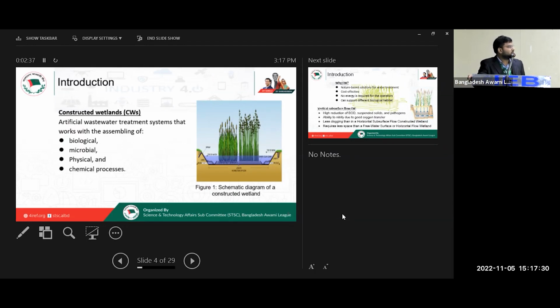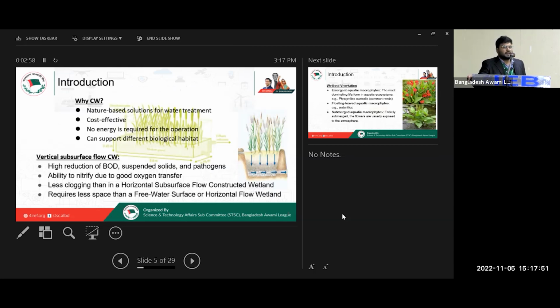It's an artificial wastewater treatment system that works with the assembling of biological, microbial, physical, and different chemical processes. And here you see a schematic diagram of a constructed wetland. I would like to tell you that I would like to enhance the constructed wetland system, because it's the nature-based solution for wastewater treatment. It's very reliable, cost-effective, and no energy is required for the operation and maintenance of this system. And it can support different biological habitats.